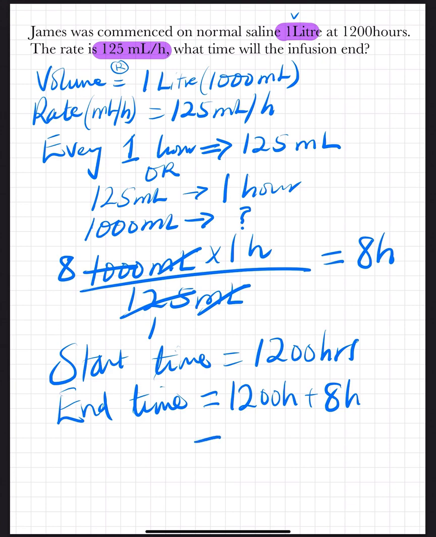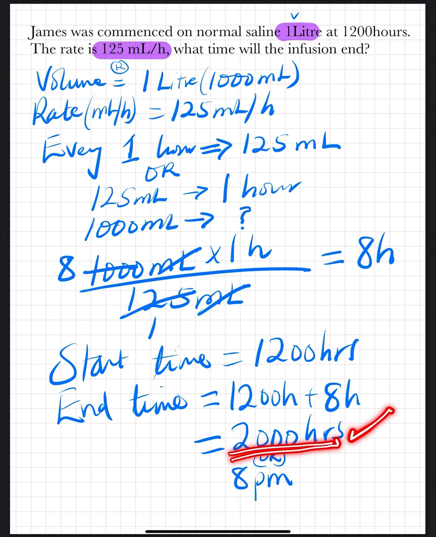So you end up with 2000 hours, which can also be written as 8 p.m. Either of these answers should be acceptable, but remember, in a hospital setting, we tend to use the military time, or the 24-hour clock as we call it, which is 2000 hours. So this should be your final answer. Good.